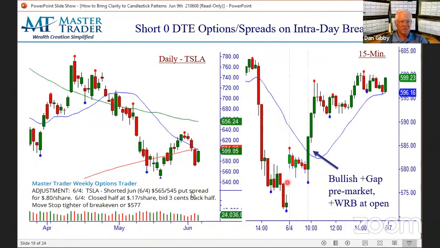Another quick two examples here. Tesla, we just did this one last Friday. This was the closing price. This was the prior day. So it gapped up, and this is our intraday chart. So this ugly fall, closing at the low, is this red bar.